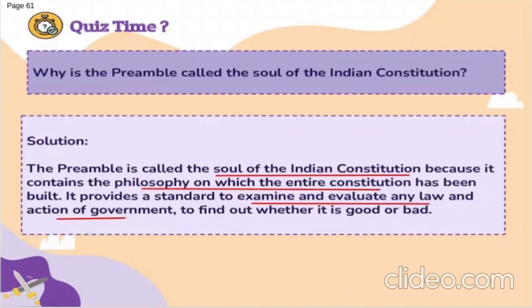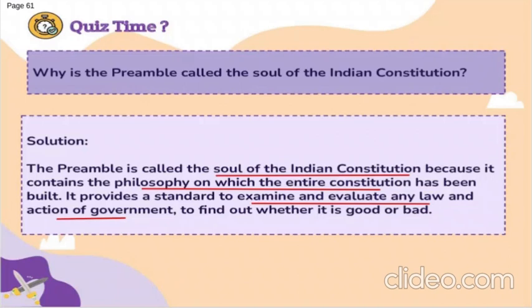Now, we call the preamble a short introduction, we understood. It is the soul of the Constitution. Why? Because it has the philosophy on which the entire Constitution has been built. There are many words: republic, sovereign, socialist, secular. Then we studied the four: liberty, justice, equality, fraternity. So on these pillars only the Indian Constitution is built.